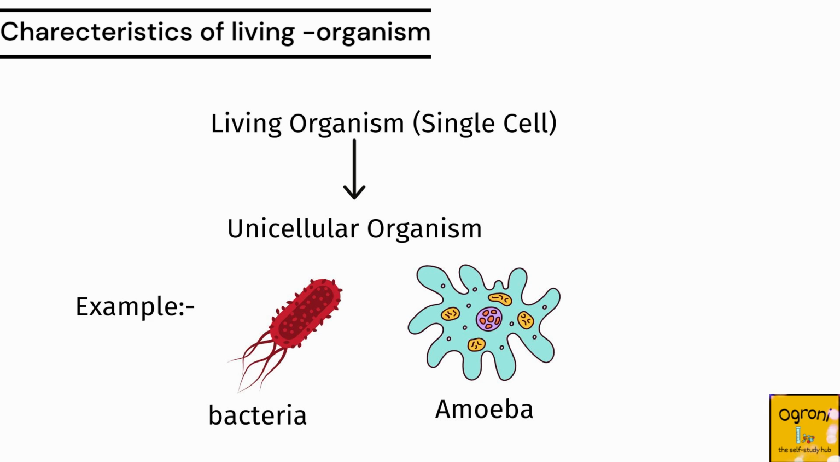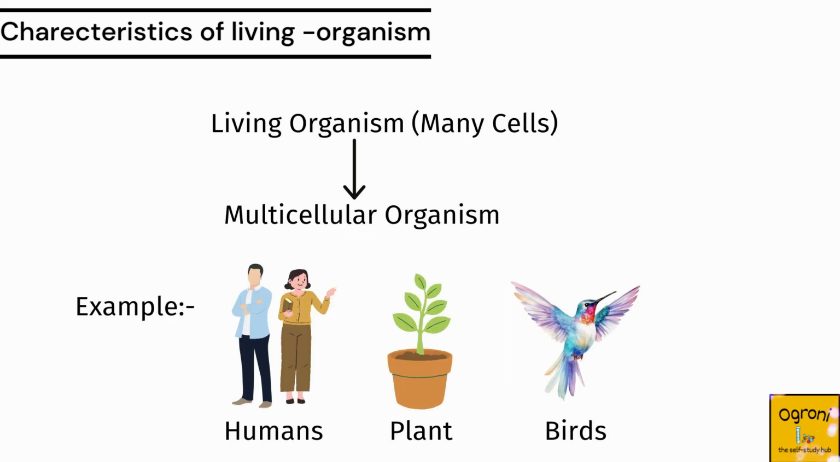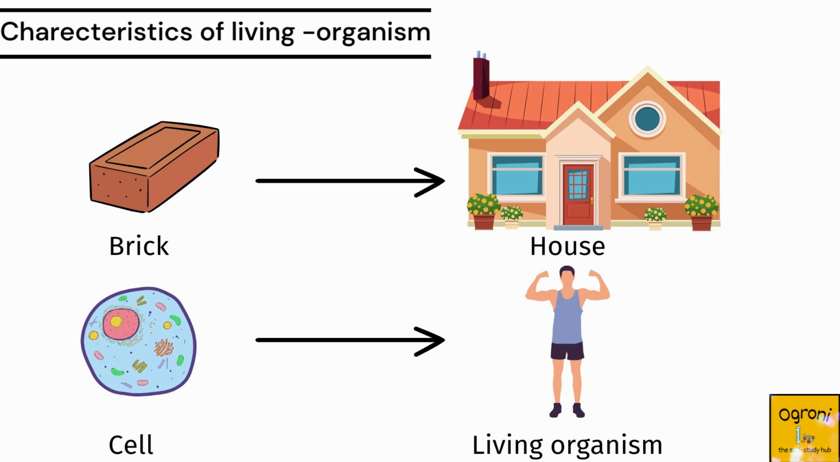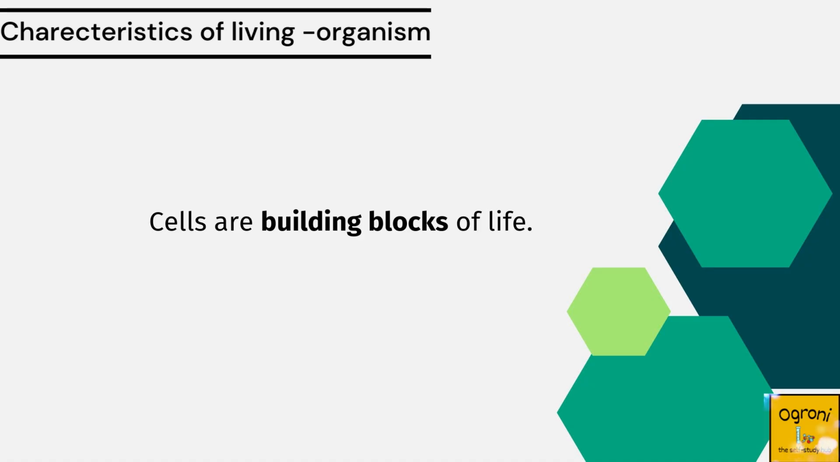Then they are called unicellular organisms. Example, bacteria and amoeba. Or they can be made up of many cells. Then they are called multicellular organisms. Example, humans, plants, birds, etc. Just like a house is built using bricks, similarly, the body of a living organism is also made up of these cells. Hence, cells are also called building blocks of life.